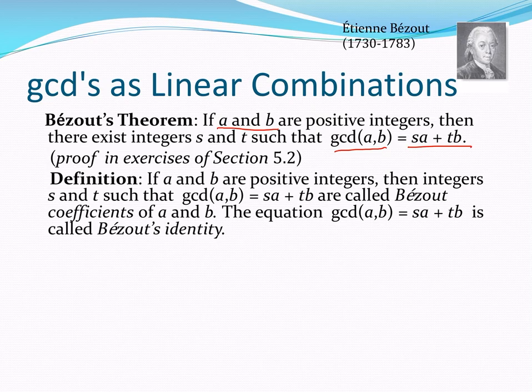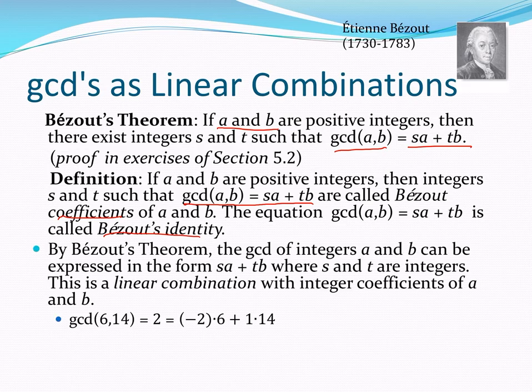And if we do write the greatest common divisor as a linear combination of a and b, s and t are called the Bezout coefficients of a and b, and the equality is called Bezout's identity. Here's a quick example of the fact that we can do this. The greatest common divisor of 6 and 14 is 2, and we can write 2 as 1 times 14 minus 2 times 6.